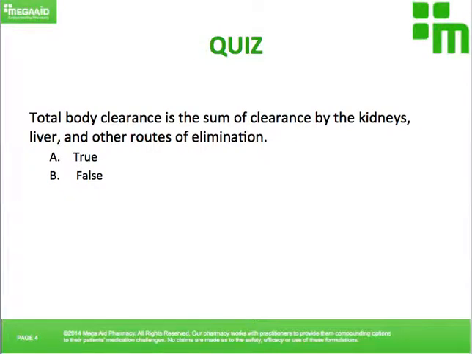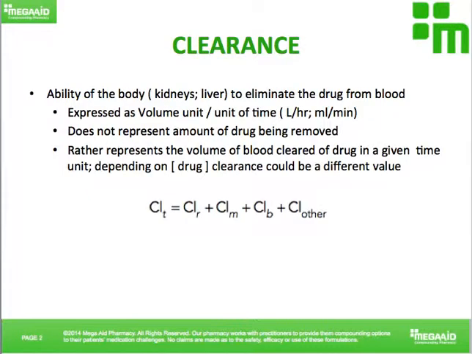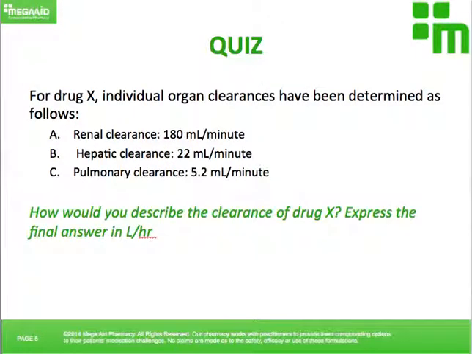So next question. The total body clearance is the sum of clearances by the kidneys, liver, and all the other routes of administration. Is this statement true or false? This is really easy. Hopefully you answered true right away. Hopefully you remember this slide that basically shows you that the total clearance is going to be a collection of all the different little clearances by the kidney, by the liver, and other organs as well.